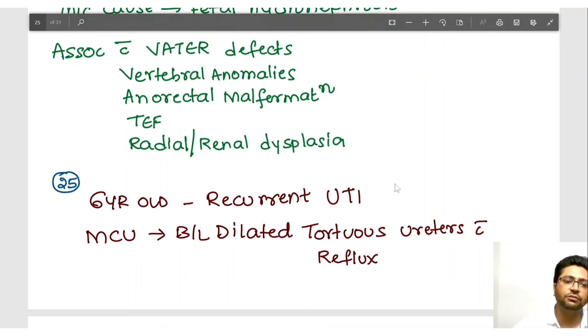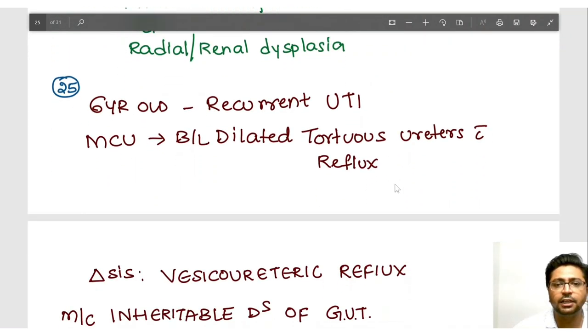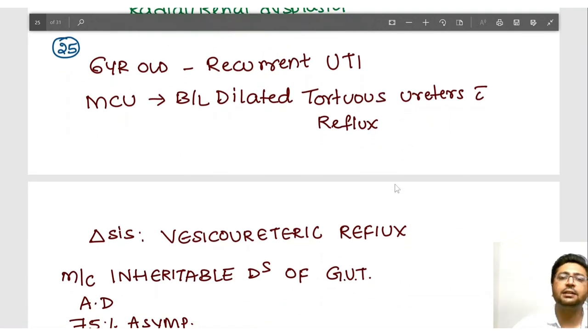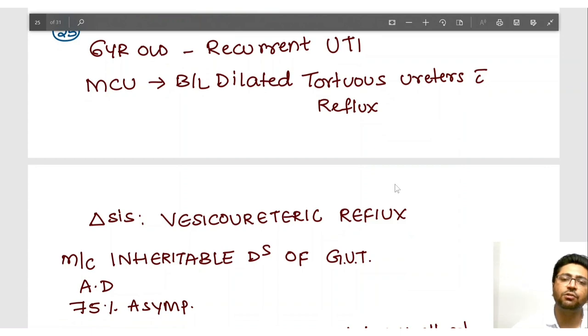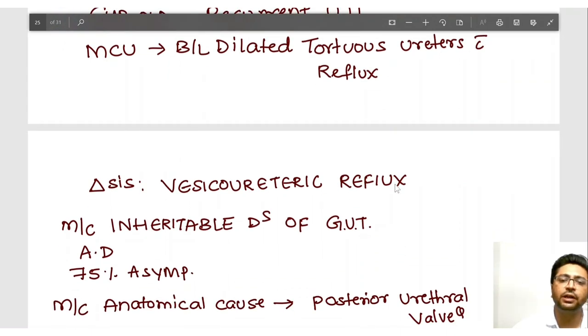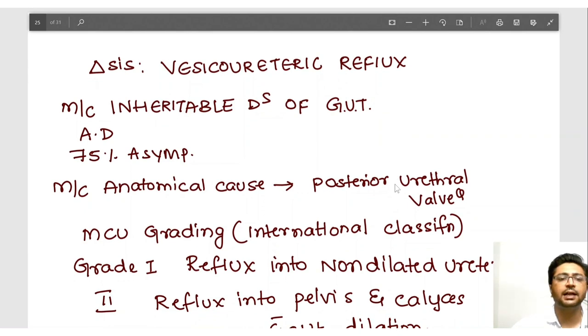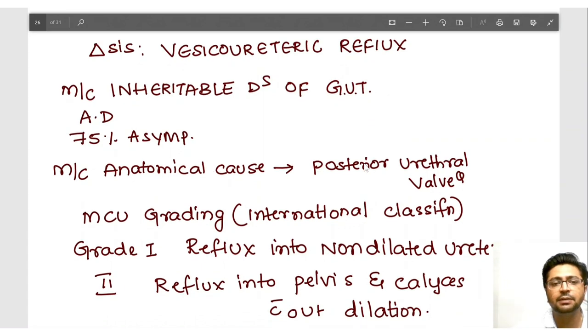The next question is a 6-year-old with recurrent urinary tract infection. Micturating cystourethrogram shows bilateral dilated tortuous ureters with reflux. So what is the diagnosis? It is vesicoureteric reflux. It is the most common inheritable disease of the genitourinary tract. It is an autosomal dominant condition. 75% of them would be asymptomatic.